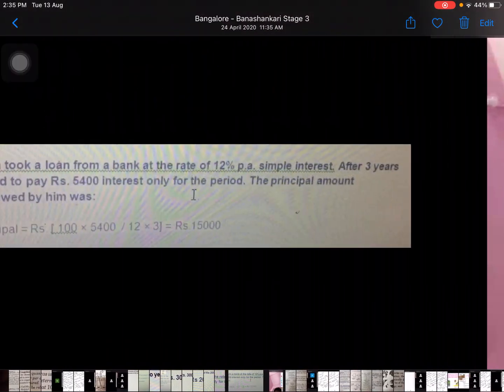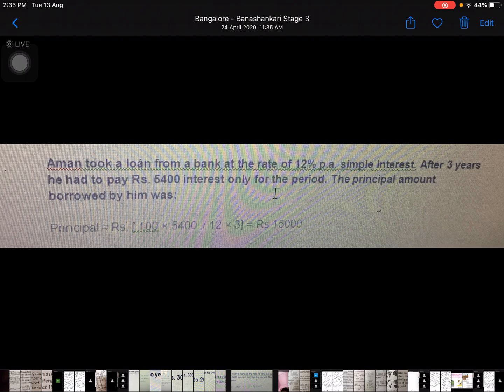So simple problems, very simple ones, to get knowledge on simple interest and compound interest are discussed in this.